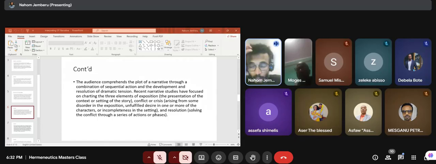So the next thing you need to investigate is what we call the plot of the narrative. Plot ማለት ሴራ የሚባለው ማለት ነው. As you know, most narratives, and OT narrative for sure, follow the same pattern. So let me open Paint.